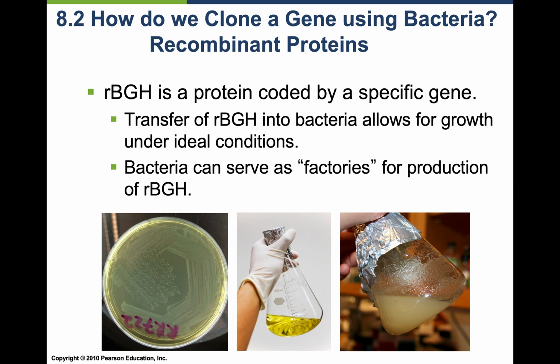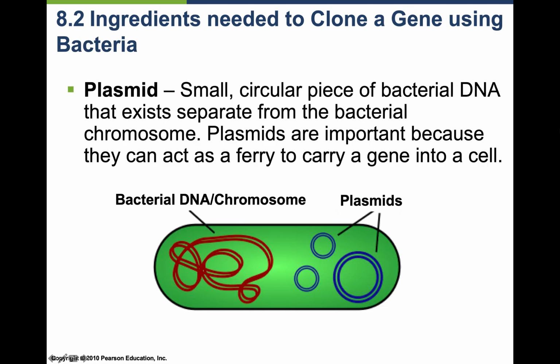So if you transfer the gene into bacteria, it allows for growth under really ideal conditions. You can get lots and lots of copies of this bovine growth hormone from bacteria. So your bacteria are essentially going to work as factories, and literally overnight you can make billions of copies of this recombinant bovine growth hormone.